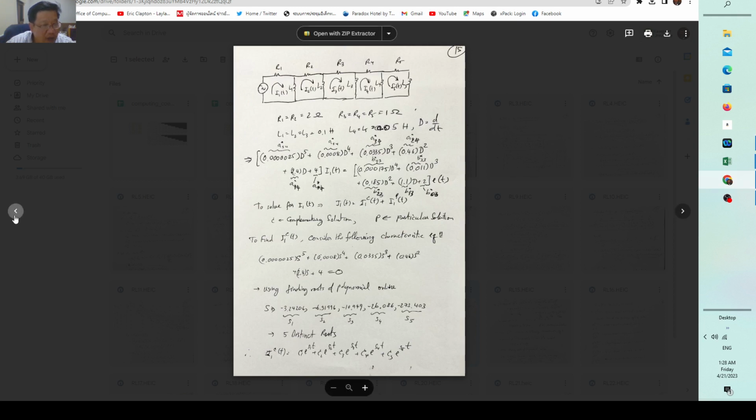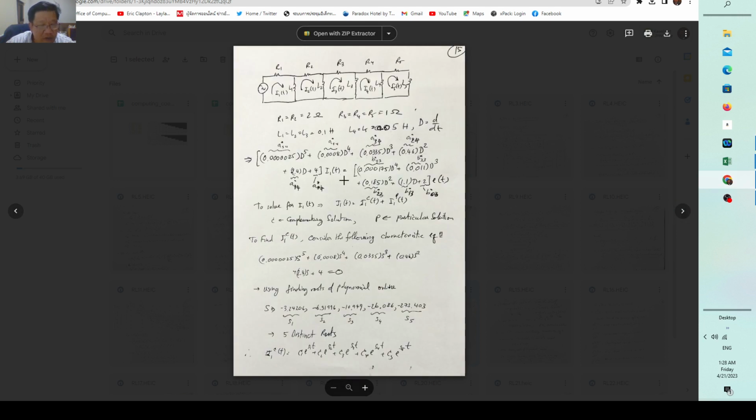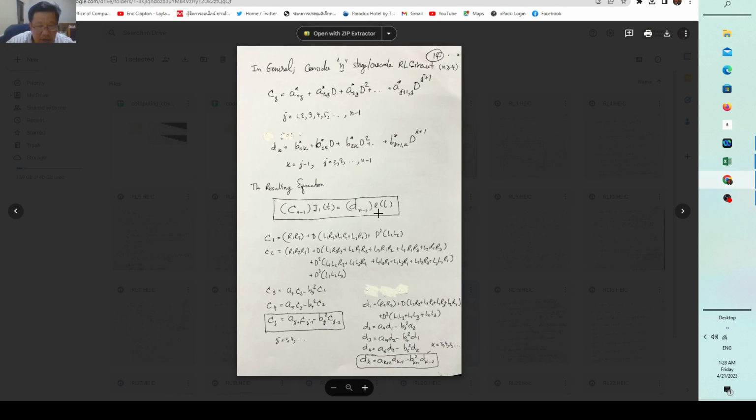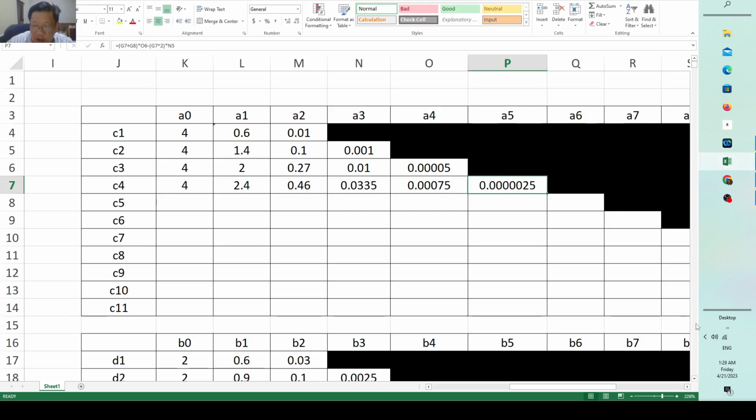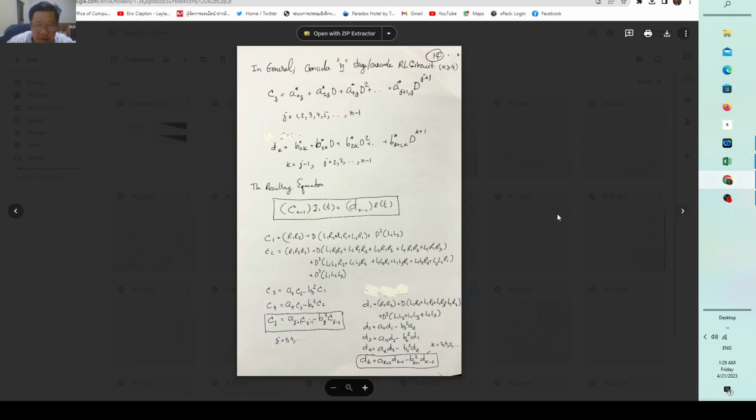And all this, according to the time, is I1(t). On the left hand side, you get d sub n minus 2, which is d sub 3. And d sub 3 you already find here. So it will be 0.00175 d to the 4 times d, plus 0.011 d to the 3, plus 0.185 d squared plus 1.1 times d plus 2. And all of this times e(t). That's how this result comes out.